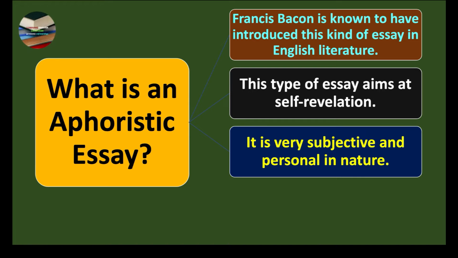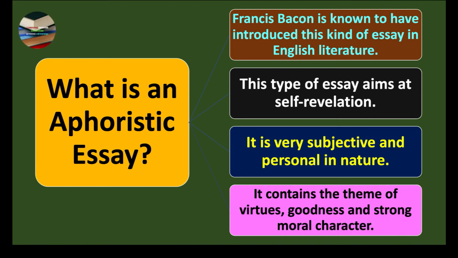So the aphoristic essay is very subjective and very personal in nature, not objective, not logical, but it has its own objectivity and logical way to conclude things. It contains the theme of virtues, goodness, and strong moral character. So when we say theme of virtues, it means theme of goodness, theme of strong moral character. We talk about goodness of life, goodness of friendship. We talk about the beauty of relationship. We talk about the beauty of love, beauty of friendship, and so on.